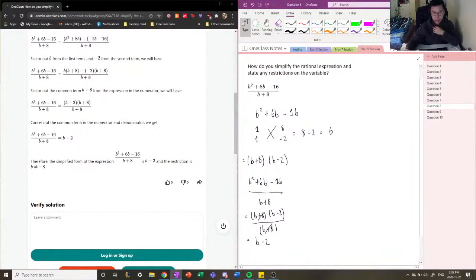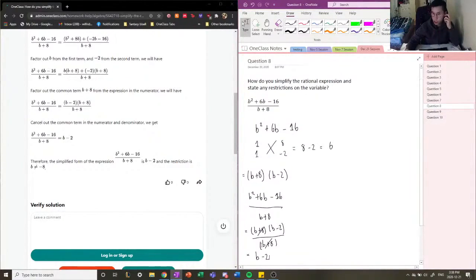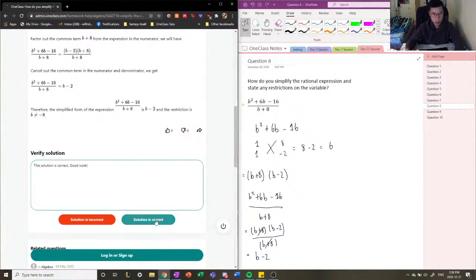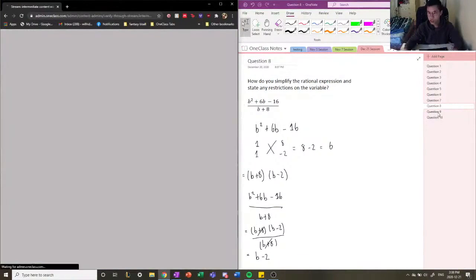But as we simplify, we see here that when b equals negative 8, the function is just equal to negative 10. But when we're setting restrictions on a variable, we have to set it on the original expression itself. Okay? So the solution is correct. Good work. Okay. Let's move on to question number 9.